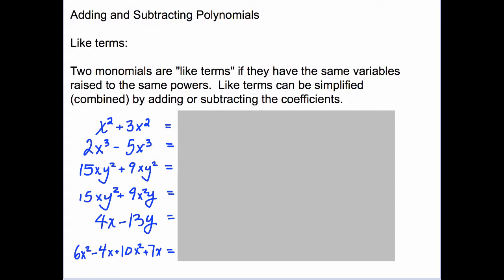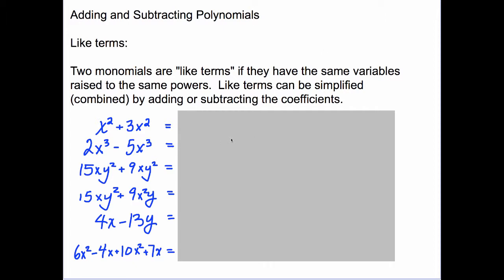This video explains how to add and subtract polynomials. First, we need to understand what like terms are. Two monomials are called like terms if they have the same variables raised to the same powers. Like terms can be simplified or combined by adding or subtracting the coefficients.